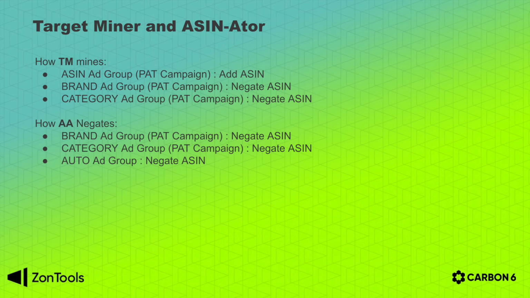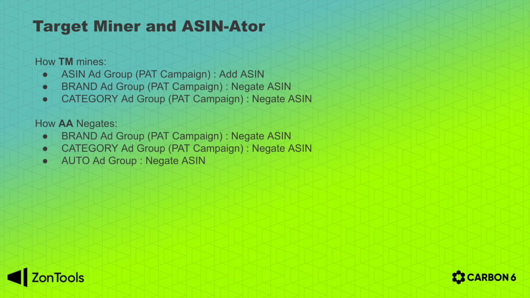How does target miner mine? For the ASIN ad group on your PAT campaign, the target ASIN is added. Now for your brand and category ad groups on your PAT campaign, the target ASIN is negated. How does Asonator negate? The ASIN is negated for your brand and category ad groups from your PAT campaign, as well as on your auto ad group.